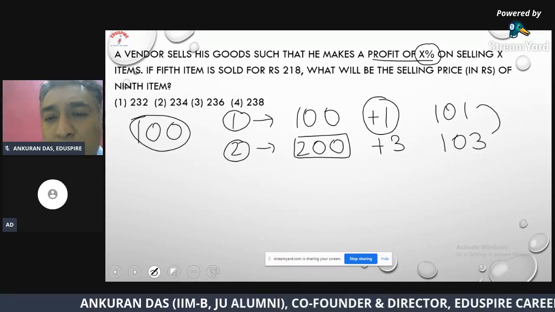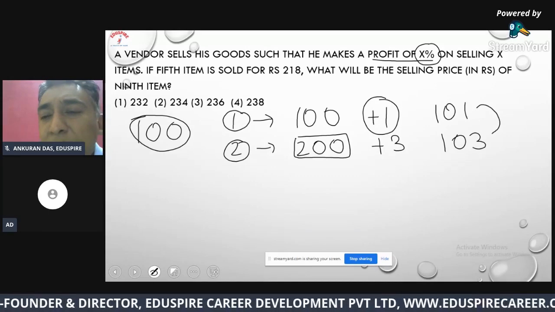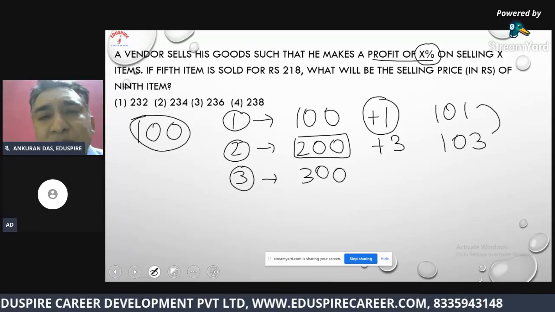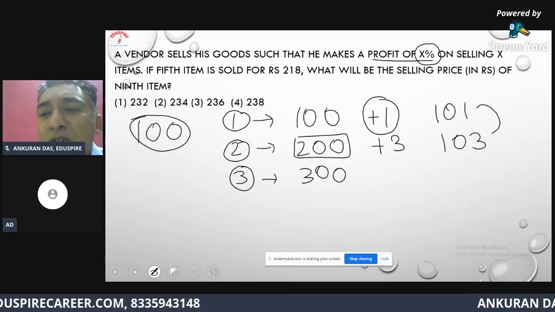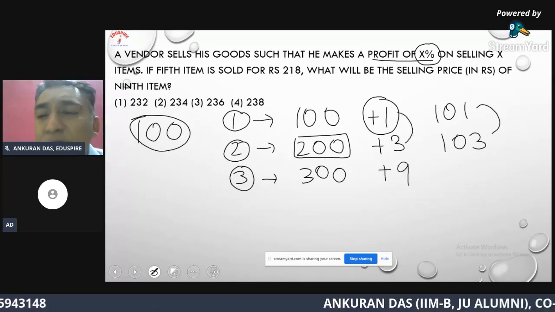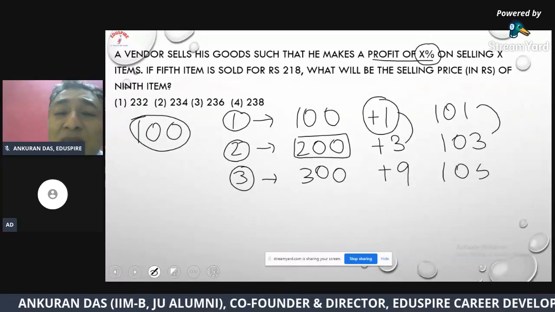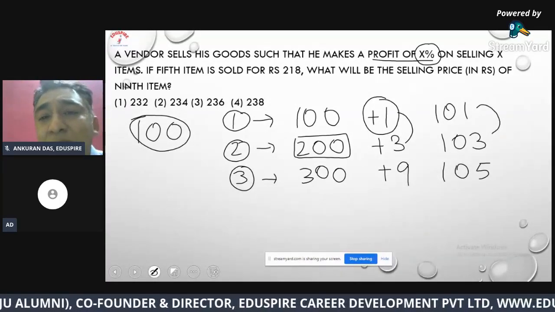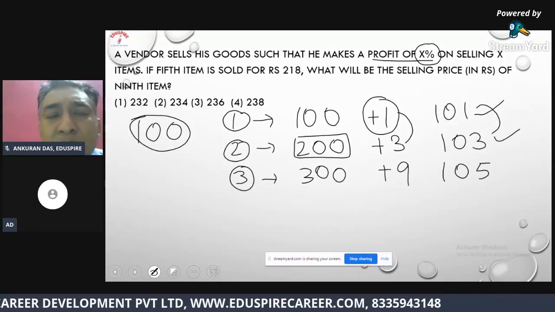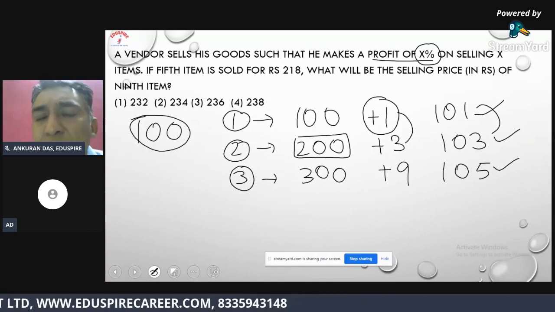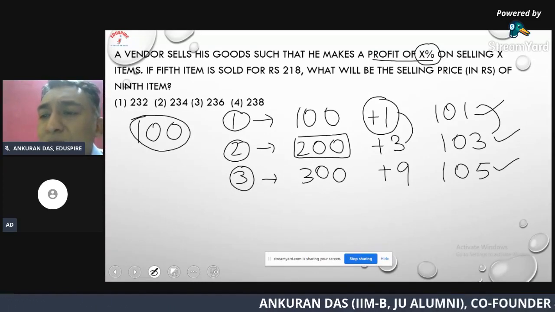Now look at the third item. Overall cost will be 300, and now you expect a profit of 3% on 300, which is 9 rupees of profit. But by selling the first two items, you already got 4 rupees of profit, and hence you want 105, because you want 5 rupees of profit by selling only the third item. Now you look at the numbers, you see increasing odd numbers starting from 101, consecutive odd numbers, right? Which means, of course, the fifth item will be 109.